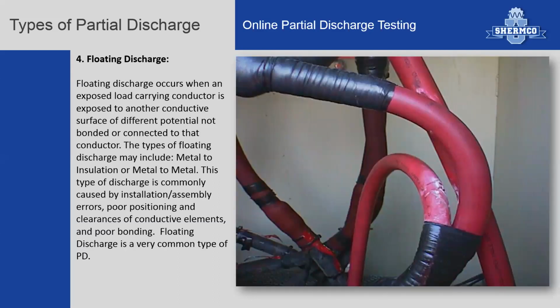Okay, the next is a floating discharge. Floating discharge occurs when an exposed load-carrying conductor is exposed to another conductive surface of different potential, not bonded or connected to that conductor. The types of floating discharge may include metal to insulation or metal to metal discharges. This type of discharge is commonly caused by installation or assembly errors, poor positioning and clearances of conductive elements, and or poor bonding techniques. Floating discharge is a very common type of partial discharge. In the image we see here, we see basically a phase-to-phase discharge taking place due to inadequate clearances. And I believe this photo is of some cables landing into the pecker head or cabling compartment on a motor.